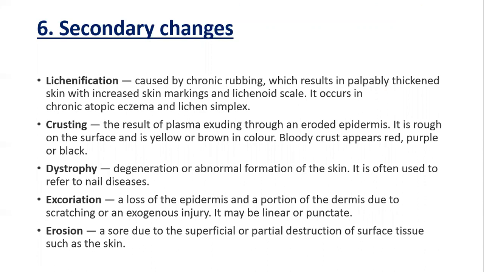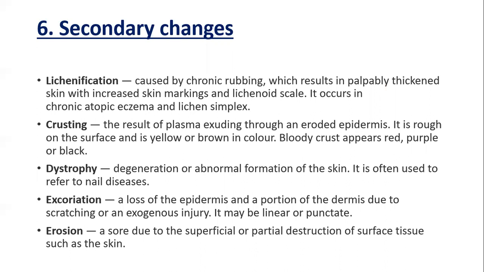Lichenification is thickening of the skin caused by chronic rubbing, not acute rubbing, and results in palpably thickened skin with increase in skin marking and thick scales. It occurs in chronic atopic eczema and lichen simplex. Then crusting. Crusting is an acute lesion resulting from plasma exudating through the eroded epidermis. It can be yellow crust or brown crust or even bloody crust.